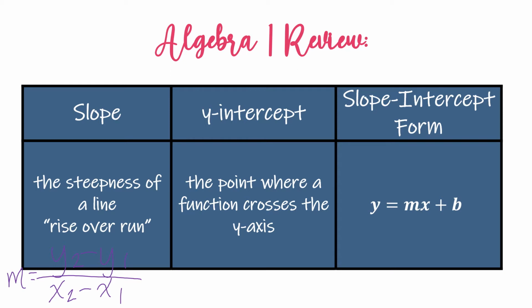The y-intercept is the point where your graph, or in this case we're going to be looking specifically at lines, crosses the y-axis. All y-intercepts are written as (0, b), and we use the letter b for the y-intercept. Put those together and you get slope-intercept form, y equals mx plus b.